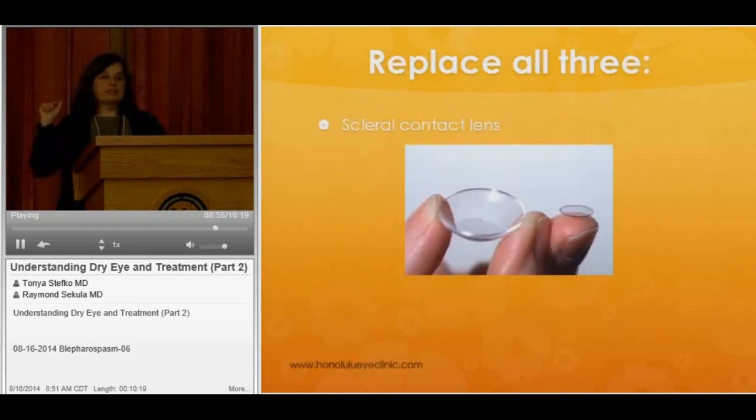So if you have to replace all three, sometimes you can use a scleral contact lens. And here you see a scleral contact lens next to a traditional soft contact lens, which is what everybody's probably used to. Scleral contact lenses are difficult to fit, but if you find somebody who can fit them for you, they can make your life so much better. This little pocket in here is filled with either gel or serum or saline, and you pop it in, and it covers the ocular surface for however many hours until you take it out and refill it again.